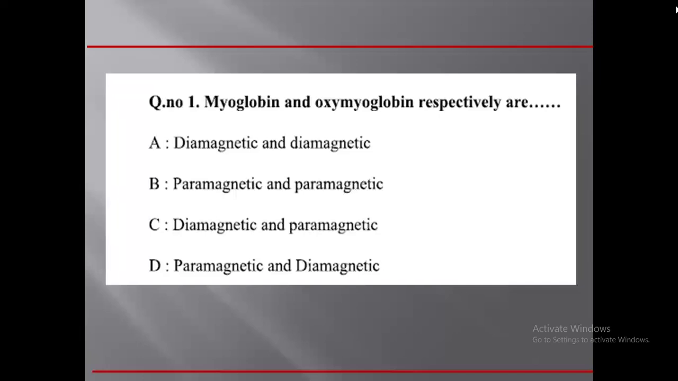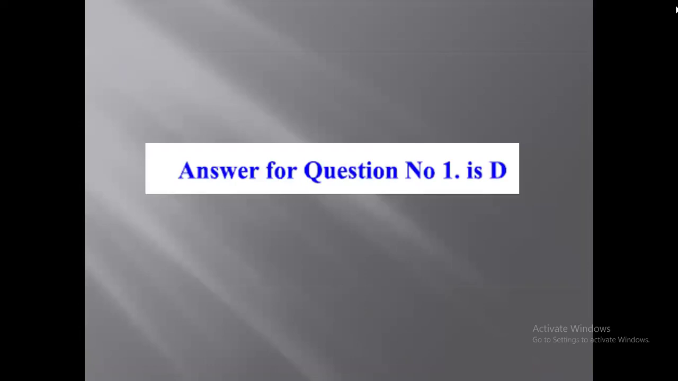Myoglobin and oxymyoglobin respectively are: A, diamagnetic and diamagnetic. B, paramagnetic and paramagnetic. C, diamagnetic and paramagnetic. D, paramagnetic and diamagnetic. So here the answer is D.